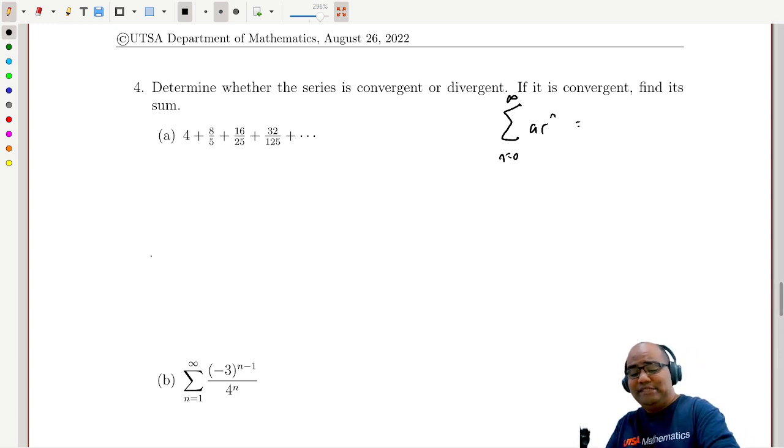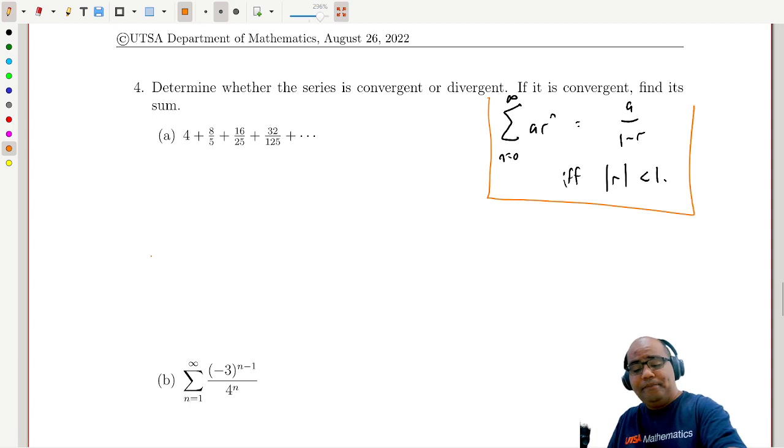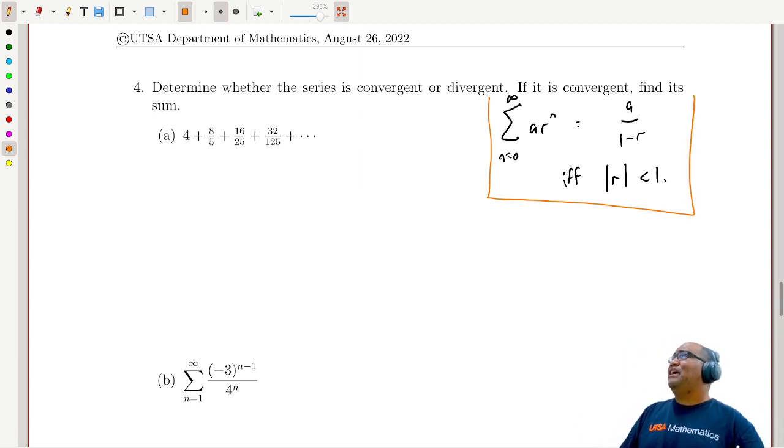This converges to a over 1 minus r if and only if this r in absolute value is less than 1. Okay, so this is very important. Let's go ahead and put that in a nice orange box here. That's the only thing that we have for convergence there. That r, that common ratio, that multiplier, has to be less than 1 in absolute value.